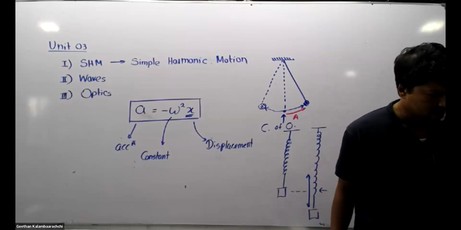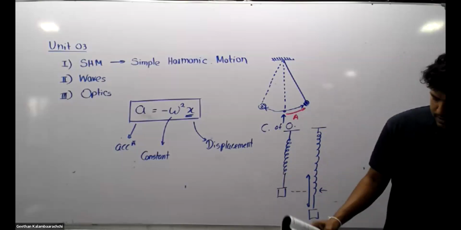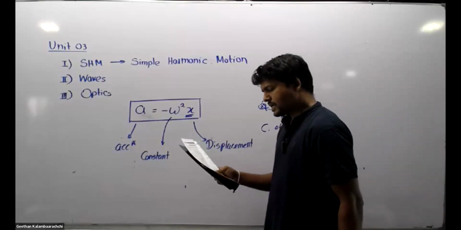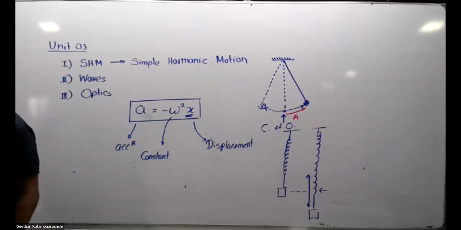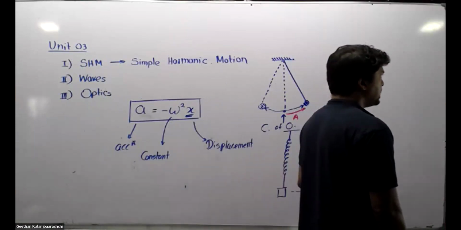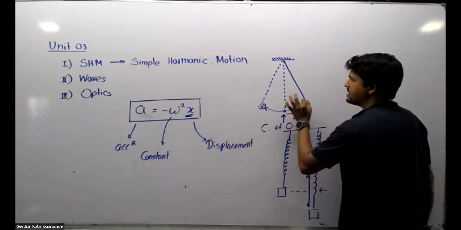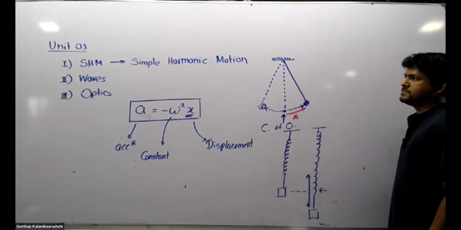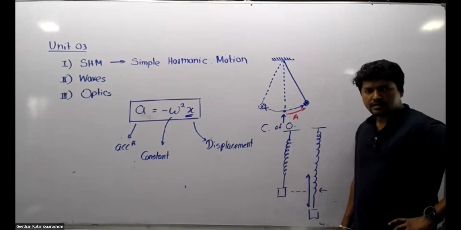Amplitude: units meters, dimension length. Frequency. What is the frequency of a simple harmonic motion? So what is the frequency of simple harmonic motion then?